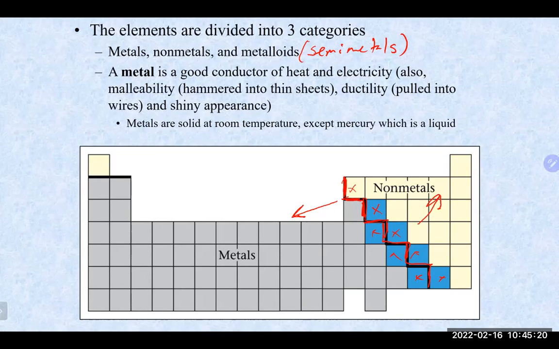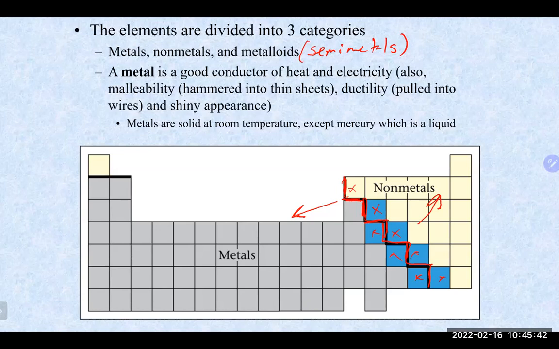Now, let's talk a little bit about metals. We talked about them earlier as well. Metals are good conductors of heat and electricity, and they can be hammered into sheets. You can pull them into wires. They typically have a shiny appearance. For the most part, most metals are going to be solid at room temperature.